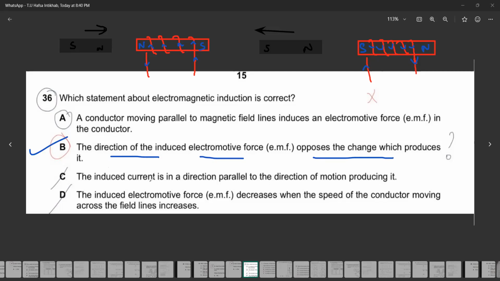Why not C? The induced current is in a direction parallel to the motion. That's wrong. It is always perpendicular to the direction. Induced EMF decreases when the speed of a conductor increases. That is opposite. It will increase, not decrease. So this is a wrong statement. So B is the right one.